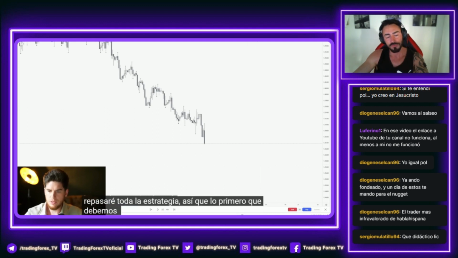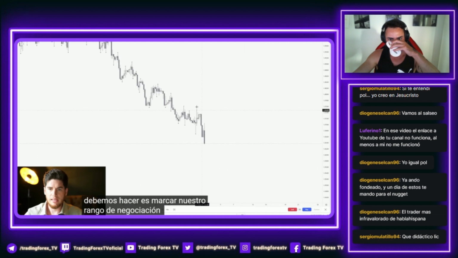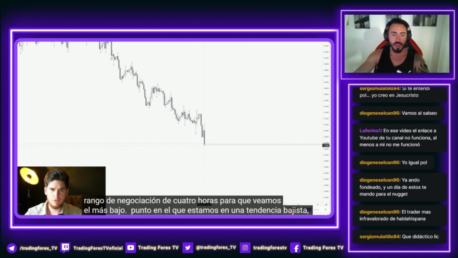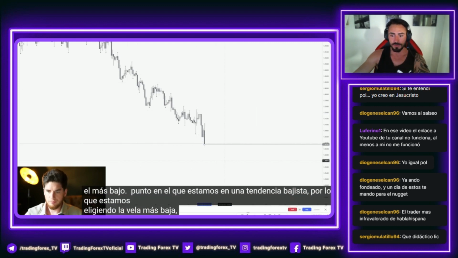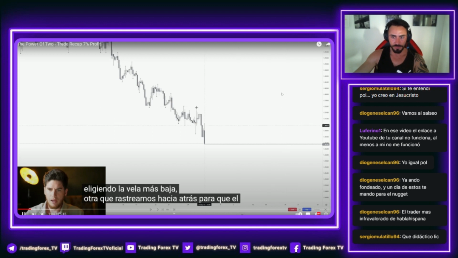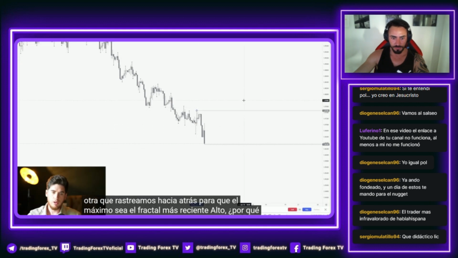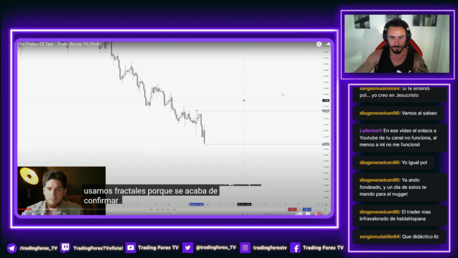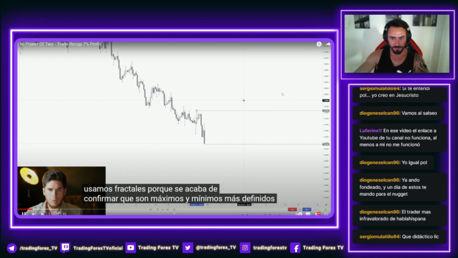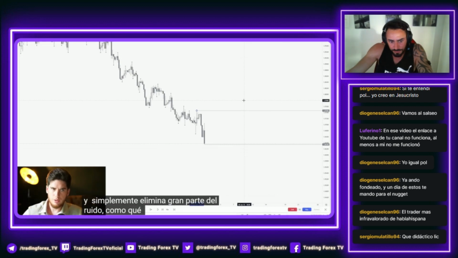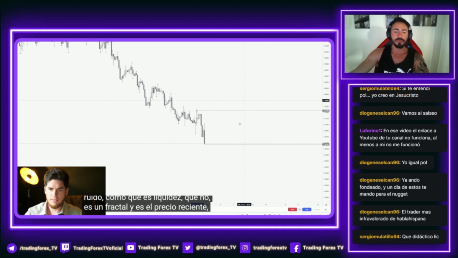So first thing we do is we need to mark out our 4-hour dealing range. So we look at the lowest point, we're in a downtrend, so we're picking the lowest candle. Another one, we trail it back for the high. It's the most recent fractal high. Why do we use fractals? Because they're just confirmed, they're more defined highs and lows, and it just cuts out a lot of the noise, like what's liquidity, what's not. It's a fractal and its recent price, that's all.